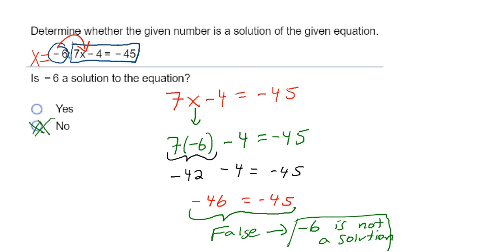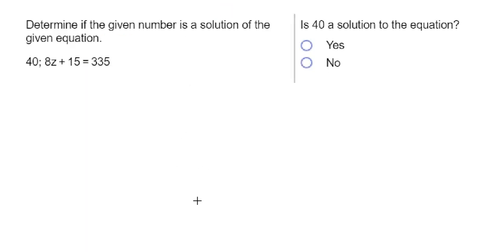All right, let's look at the next slide. Determine if the given number is a solution of the given equation. So again, this time we're given the number 40, kind of a big number, and we want to know if that's a solution to this equation: 8z plus 15 equals 335. So this time they're using a different letter as the variable, but it works in the same way. We're going to plug this number in for this variable here. So in place of z, we're going to plug in the number 40.